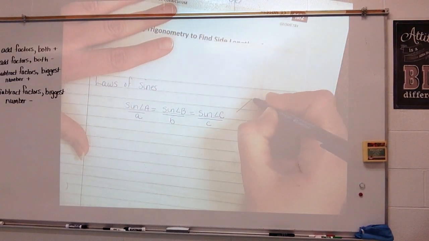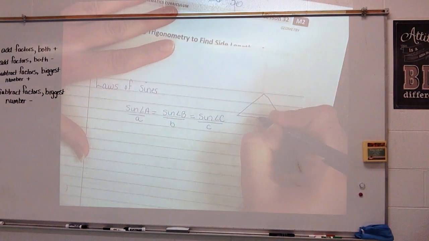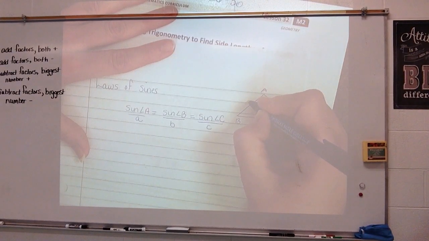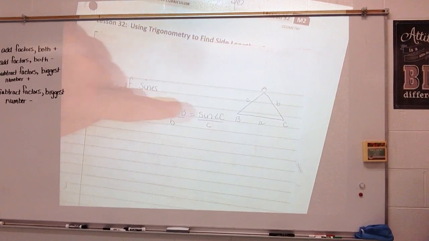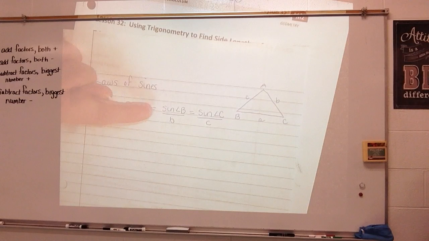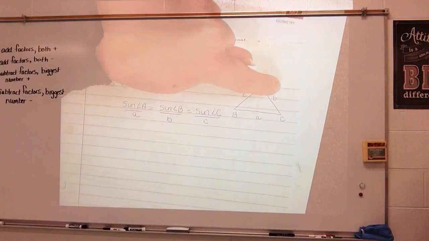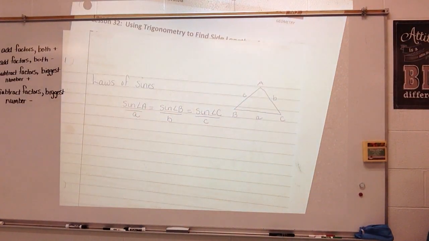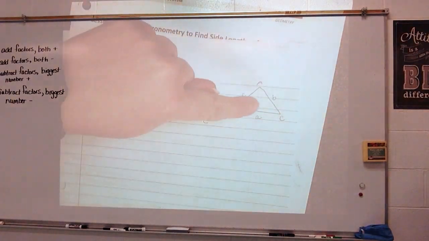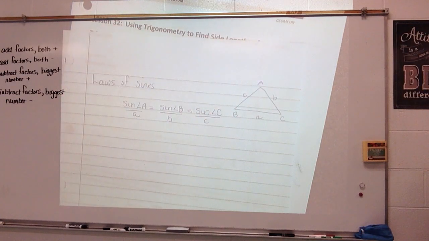So this is an acute triangle labeled A, B, C, and the sides opposite being a, b, c. It's telling me the sine of angle A divided by the side opposite it is equal to the sine of angle B divided by the side opposite, and the sine of angle C would be divided by the side c.